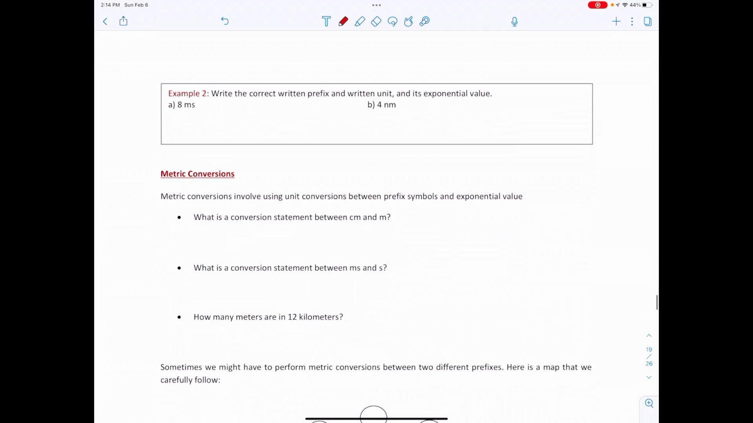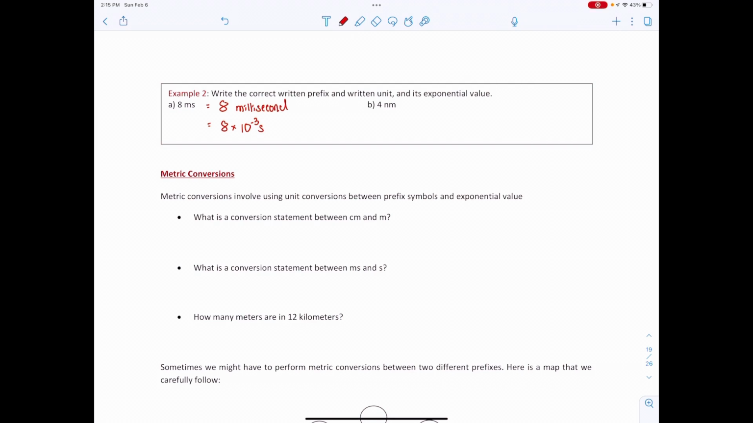Let's go backwards. If I have 8 ms, what is 8 ms? Okay, so 8 ms, this is the same thing as 8, m is milli, s is seconds. Okay, so 8 ms is 8 milliseconds. Now, how much is actually 8 ms? Okay, we can do the same thing. That means this is 8 times the value of m, which is 10 to the power of -3 seconds.